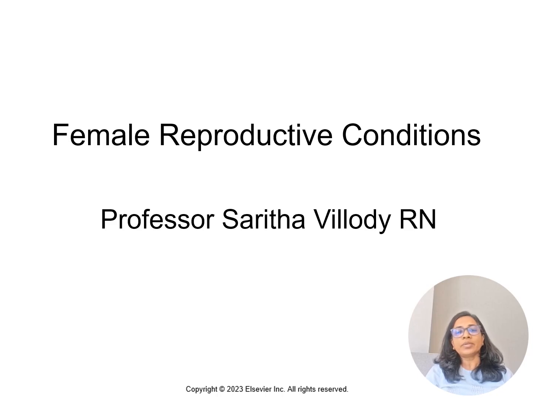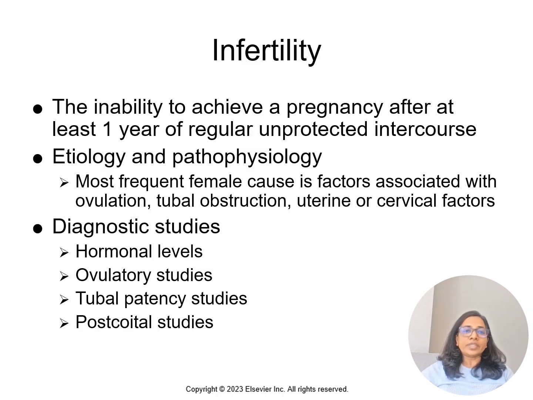So in this class we are going to look at different female reproductive conditions you will come across. This is not a maternity nursing class, so this is med surg, so you're going to see maybe part of this information in your maternity nursing too, but predominantly we're going to look at the abnormalities in the female reproductive system. First of all, infertility.